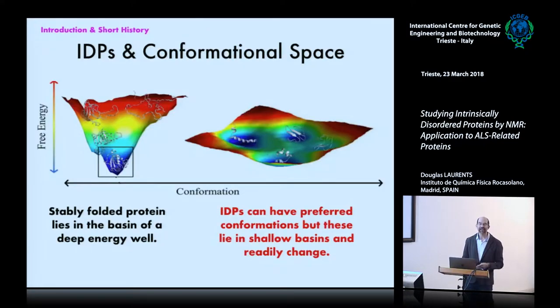So if you think about the IDP proteins in conformational space, remember that Anfinsen said that the folded protein is like in a deep energy well. Okay, so it's in the bottom of the well. So it's a stable conformation and it doesn't fluctuate very much. An intrinsically disordered protein can have different preferred conformations, and the interconversion between these states is rather easy because the basins are shallow. It's easy to go from one energy basin to the next one. The minima are shallow, and they can readily transform conformation.